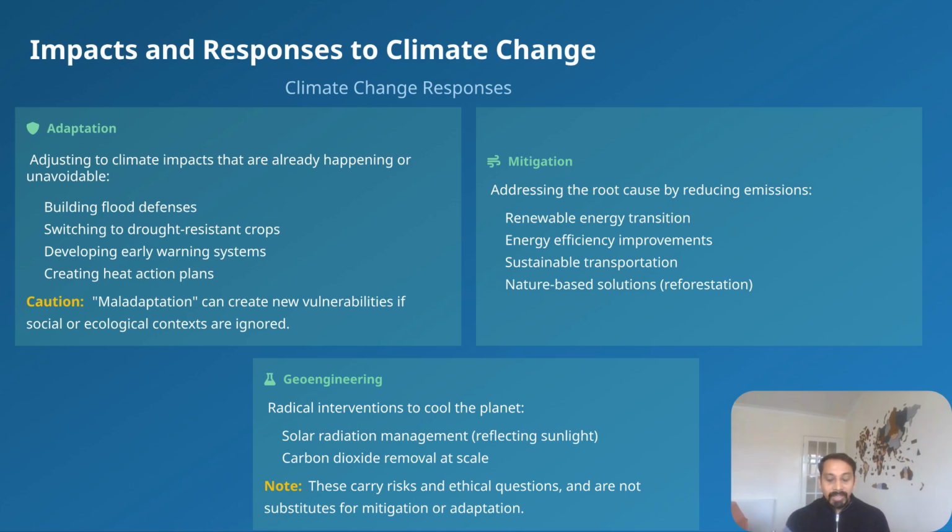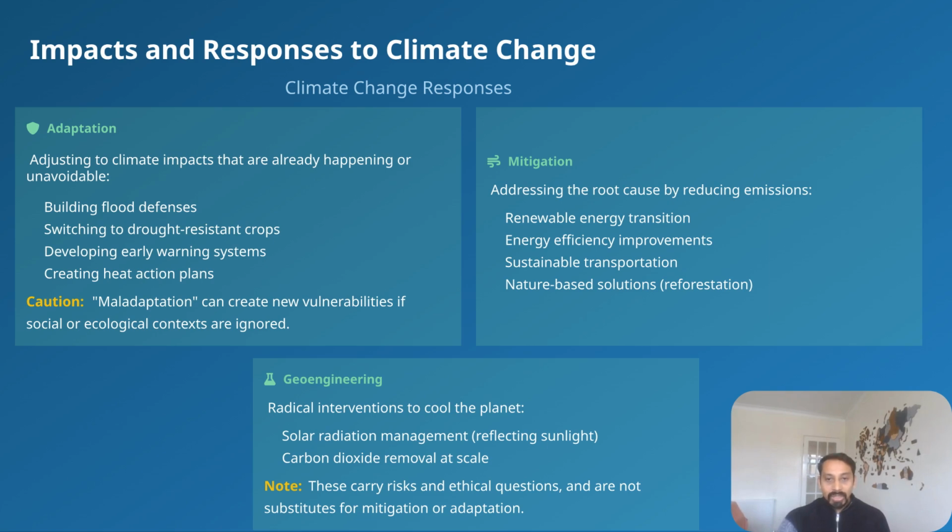Second is mitigation, which addresses the root cause by reducing emissions. It includes renewable energy, efficiency, sustainable transport, and nature-based solutions. It's not just about cutting carbon, CO2, or any GHG gases. It's about transforming whole systems, how we already build, and moving towards sustainability and growth that is resilient to climate impact.